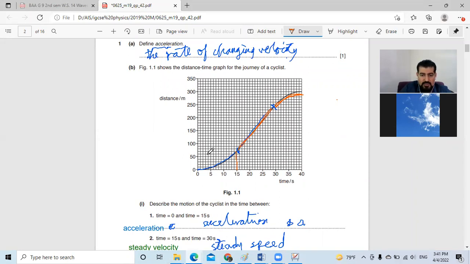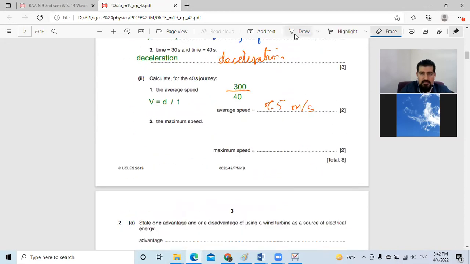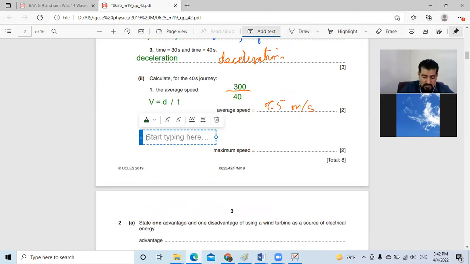It's from 15, and the value here was 70. A lot of people are trying to send me messages now. Until the time which is 30, and it's 250. So I took the gradient of this straight line, from this point to this point, and I will find the maximum speed, because the gradient is the maximum in this situation.